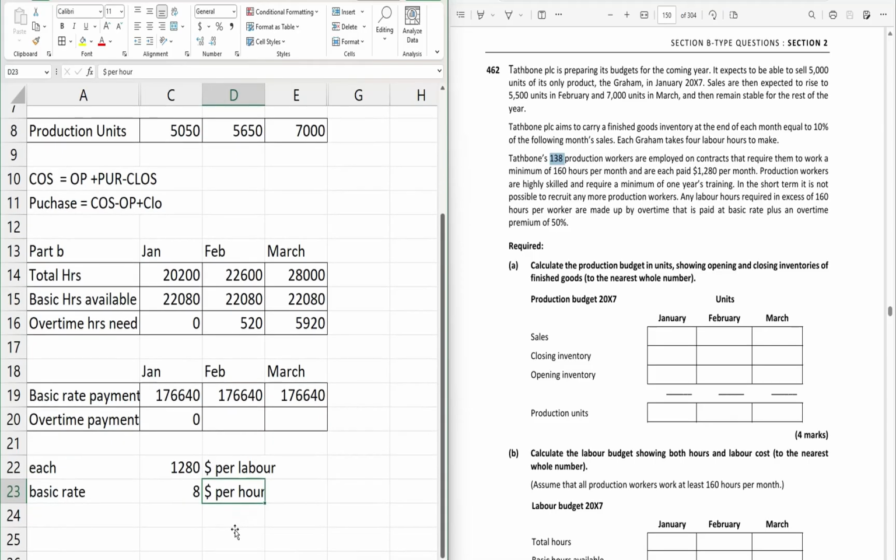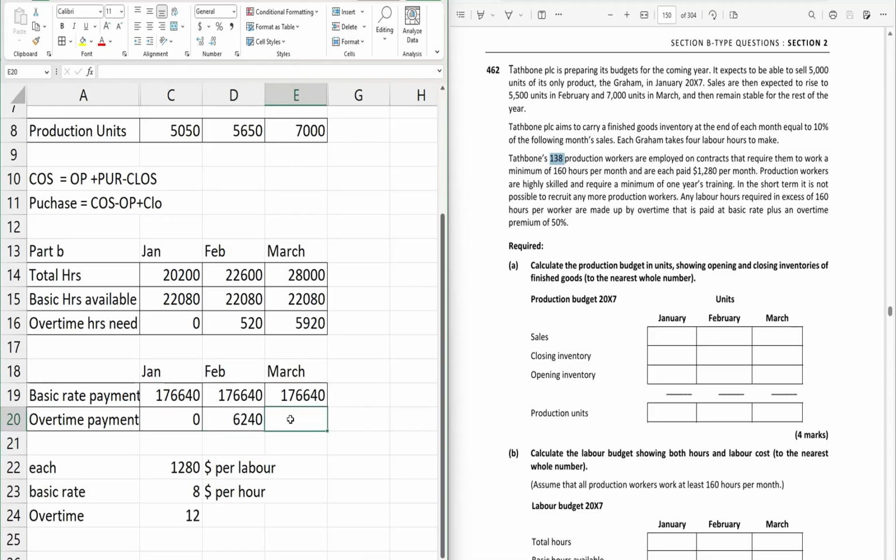Now the question says overtime will be paid at a 50% premium, meaning overtime will be this 8 plus 50% of the 8. Or what you can do is simply take the 8 and multiply it by 150 percent. The answer will be the same. So that means we need to pay 12 for each extra hour of overtime, right? So how much overtime have we done for Feb? 520, and we will multiply it by 12. So we got our answer, that's 6240.